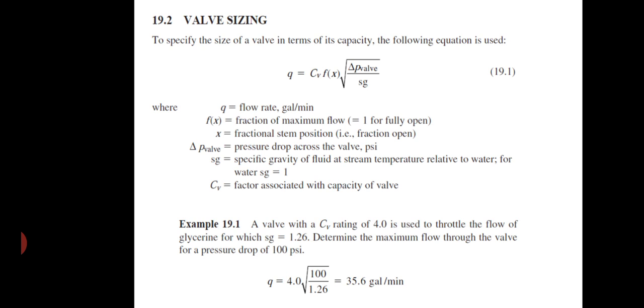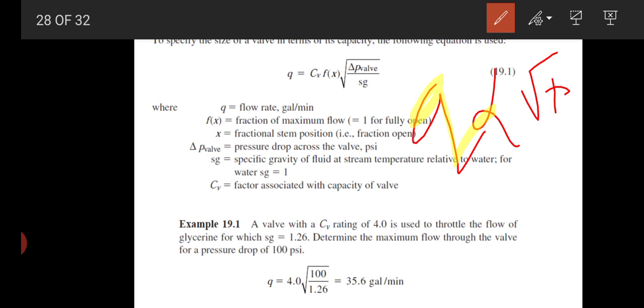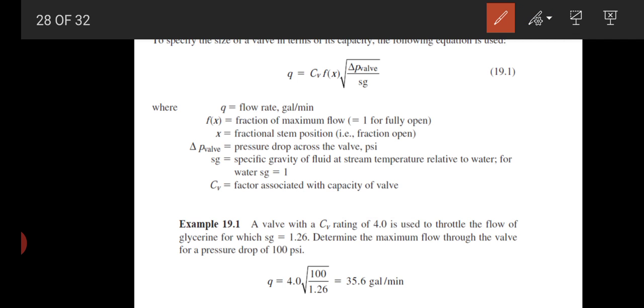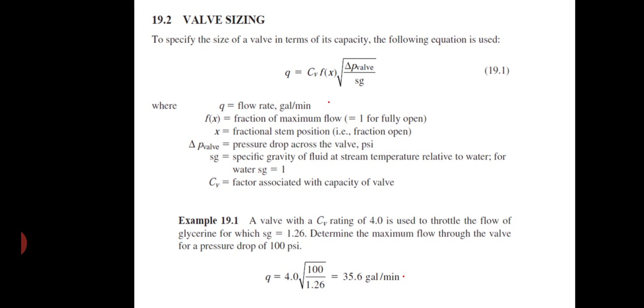Q is the flow of any liquid, or you can say anything. Q is directly proportional to root P. So this is the concept, and due to this, this equation will govern the sizing of the valve. Here Cv and F(x) are some constant terms. The concept is Q is directly proportional to root P.